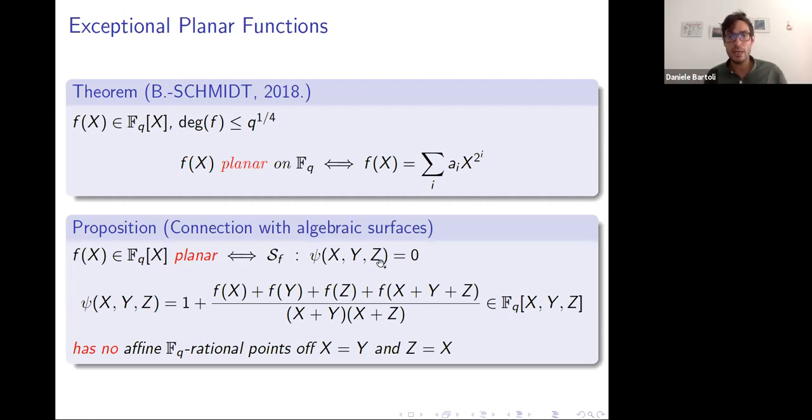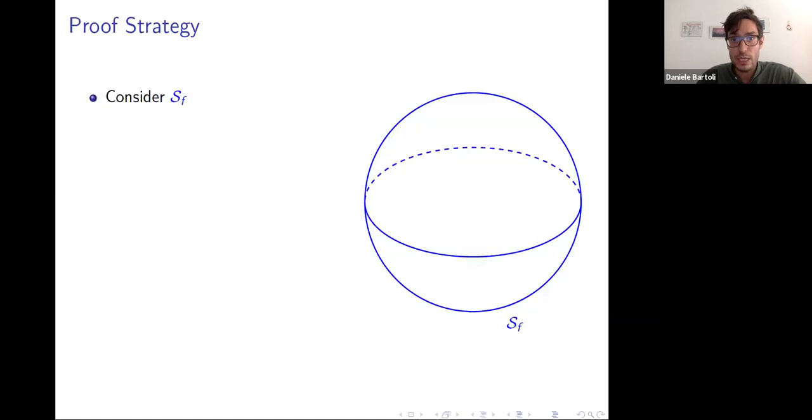The setting now is the projective space or the affine space in dimension 3. So points are triples of elements of FQ. And the connection is the following: f of x is planar if and only if this surface, S_f, has no affine FQ-rational points apart from those lying on the planes x equals y and x equals z. Now, in order to prove our results, we start from a polynomial f which is not linearized.